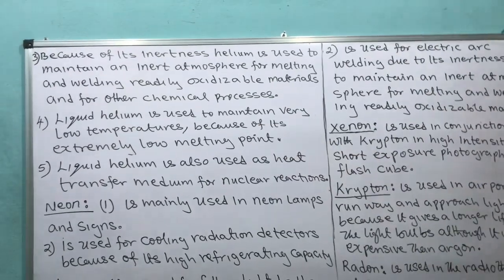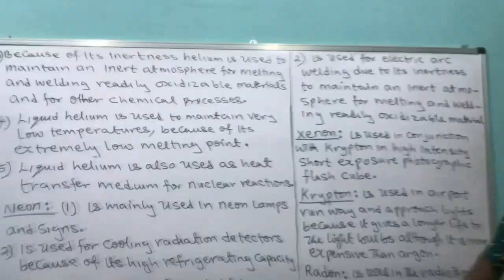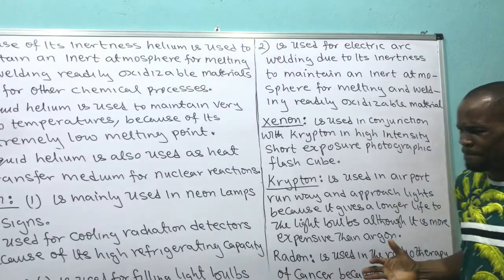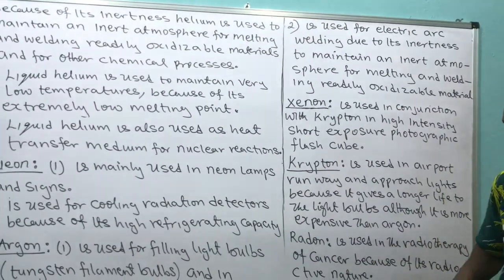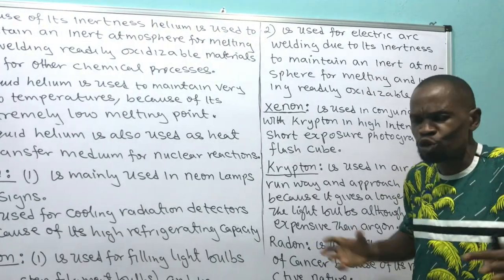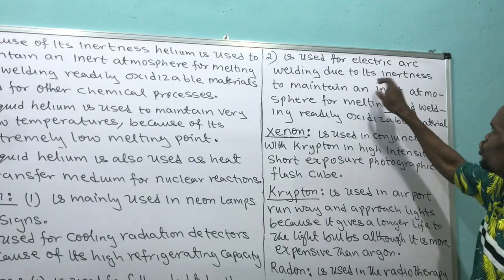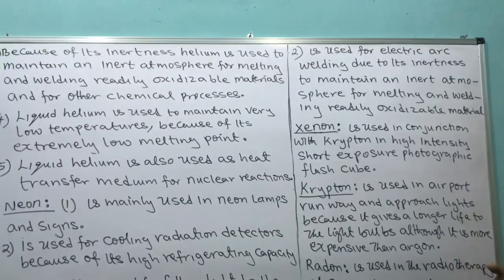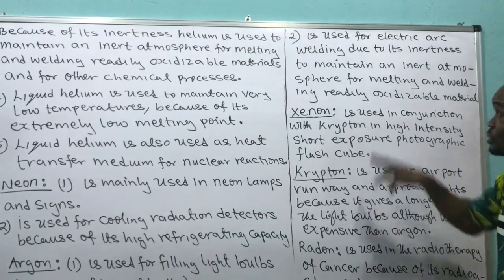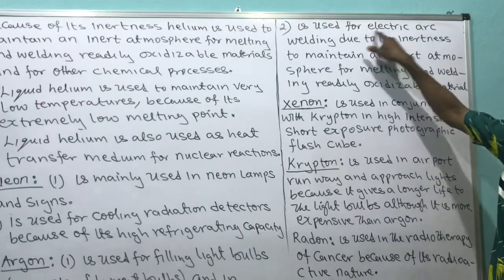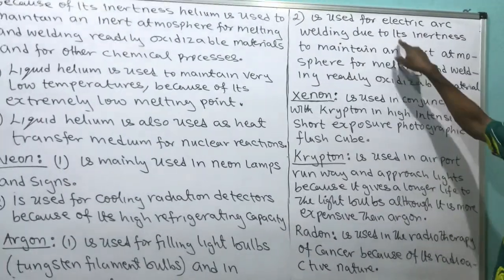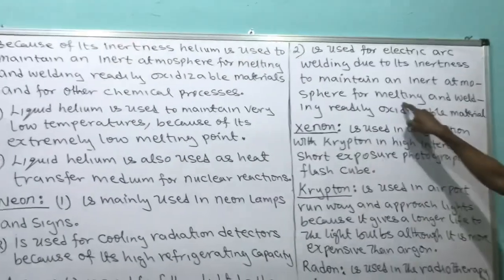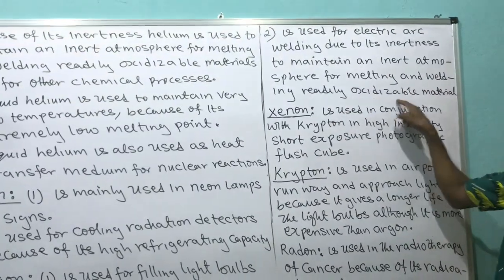Also, helium has the same function. We use it to maintain the atmosphere for welding material that is easily oxidized and could cause explosion. So we now bring argon to make that environment cool, so that no explosion will occur. To subdue the explosion, we use argon, because of its inertness. That property of inertness is what gives it this. So we said it's used for electric arc welding due to its inertness to maintain an inert atmosphere for melting and welding readily oxidizable material.